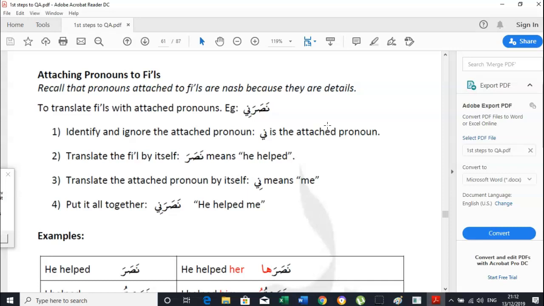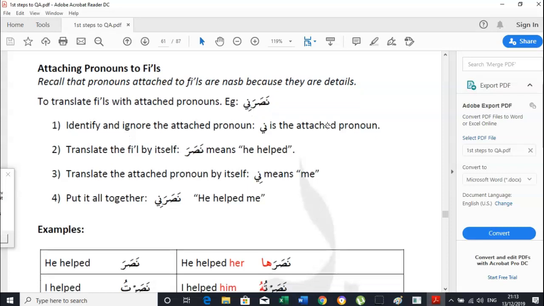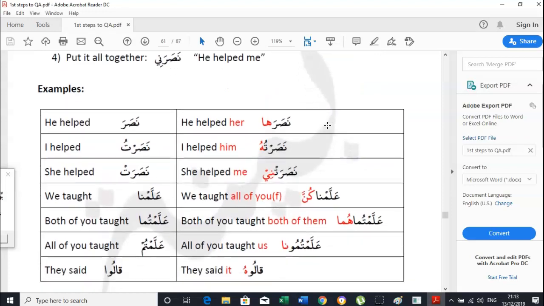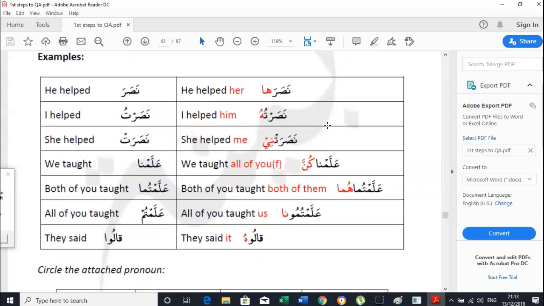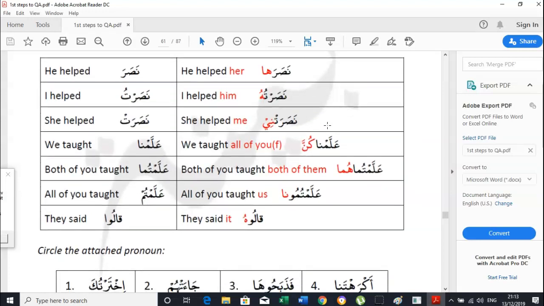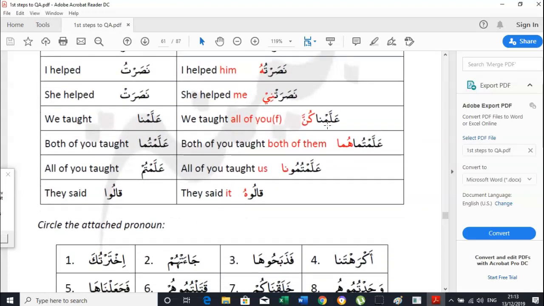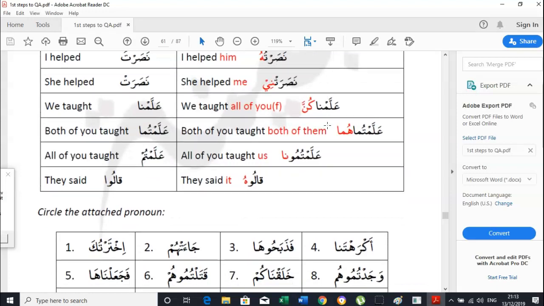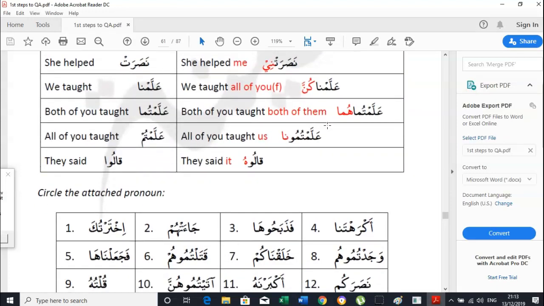Then translate the fi'al by itself, which is nasara. He helped. Yeah, keep that "he" in there. Then translate the attached pronoun by itself, ni, "me". Let's put it together: he helped me. Yeah, that's it. You gotta separate them and then put them together. Okay, so examples: he helped her, nasara-ha; nasartu-hu; nasaratni; allamnakunna, we taught all of you, and so on.